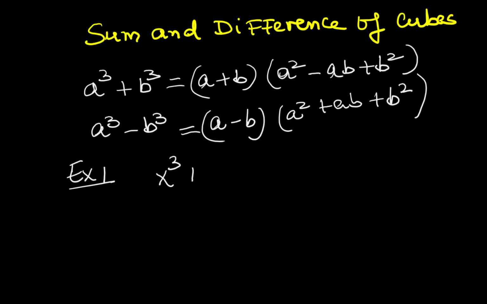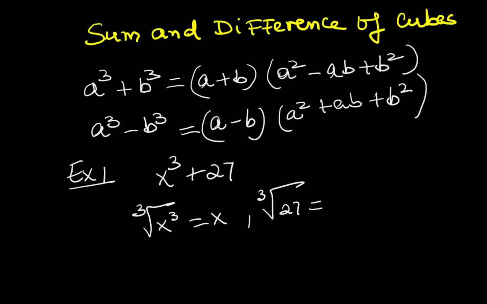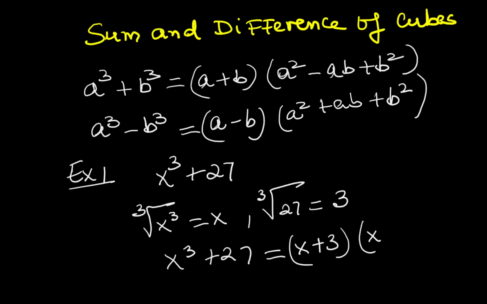Let's go step by step. Example 1, x cubed plus 27. Cube root of x cubed is x. Cube root of 27 is 3. So we write (x plus 3)(x squared minus 3x plus 9).